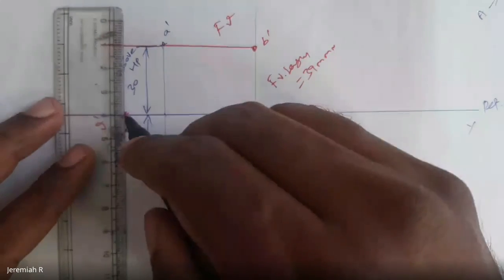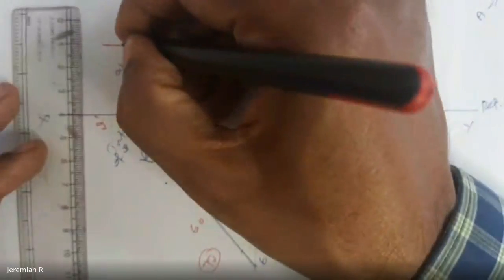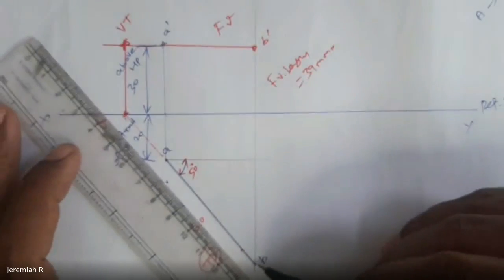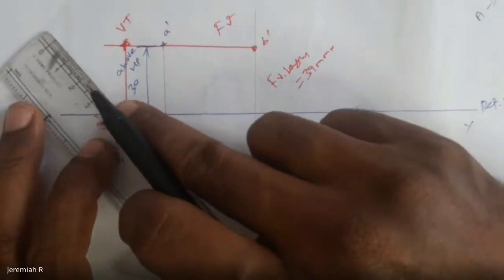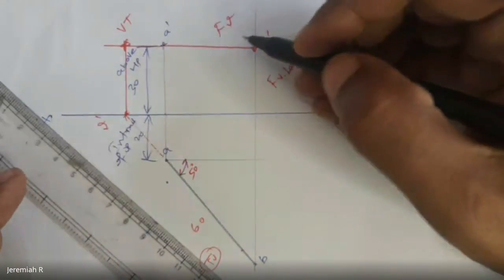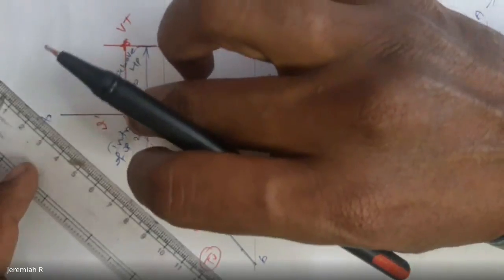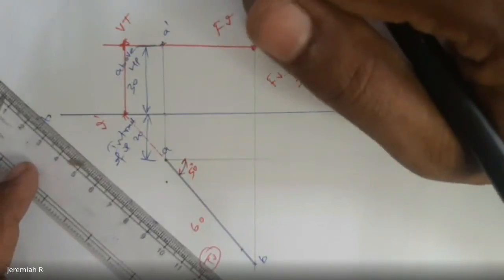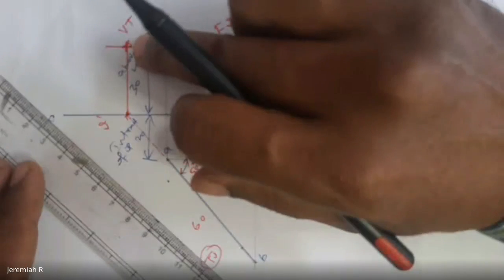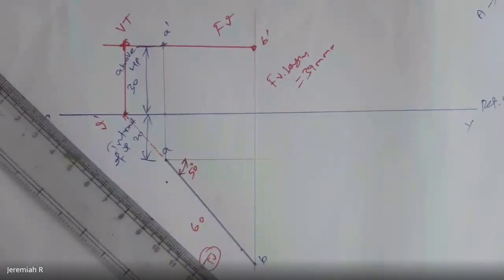From V dash, draw a vertical line, so that it will touch somewhere here. This is your vertical trace. Repeat one more time: extend this line so that it intersects somewhere on the XY line; I'm giving it V dash. From this point draw a vertical line, and from the front view draw a horizontal line. Both will intersect somewhere here. This particular point is called the vertical trace. Is there any doubt?